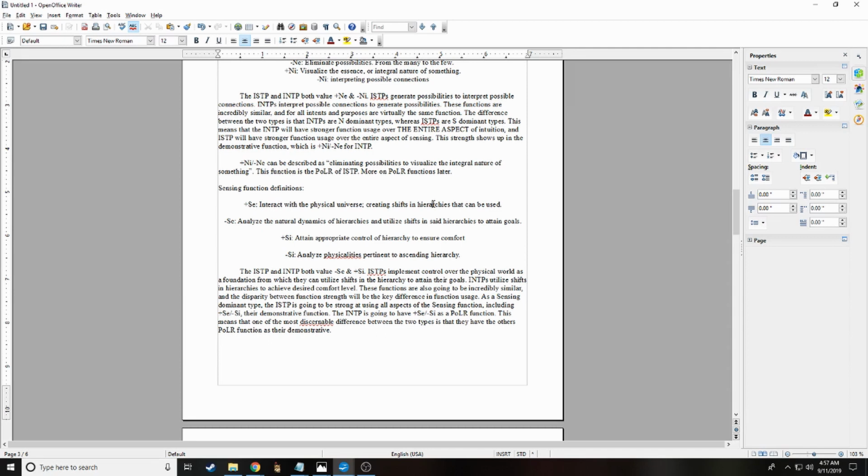Hierarchies don't exist, yet there are also infinite hierarchies, and each individual and each person doing that analysis will generate their own list of hierarchies and can constantly do that. That's one of the things that needs to be really noted here, especially when it comes to SE. So positive SE is interact with the physical universe, creating shifts and hierarchies that can be used. Negative SE is analyze the natural dynamics of hierarchies and utilize shifts in said hierarchies to attain goals.